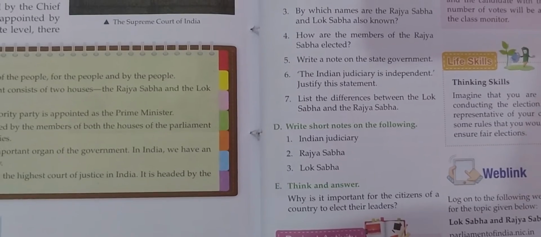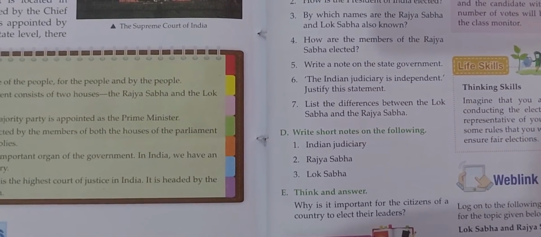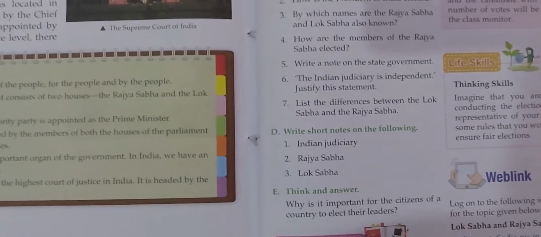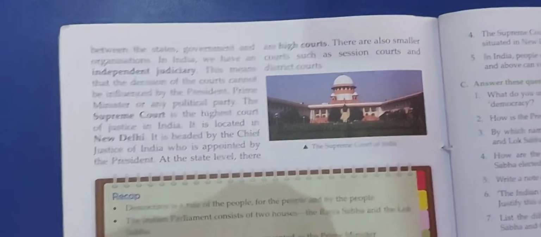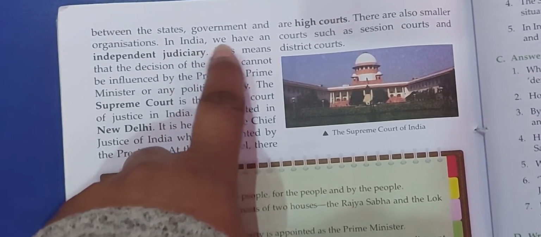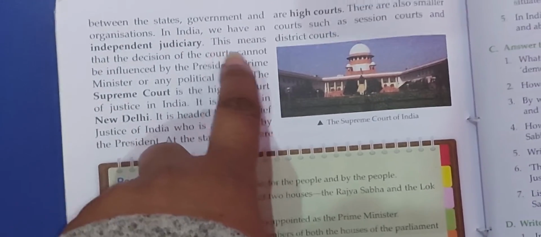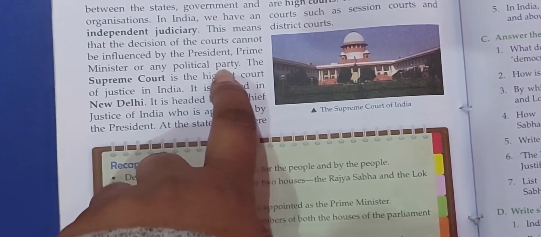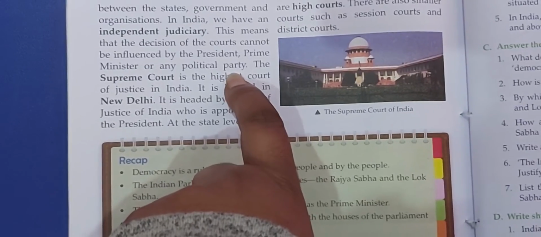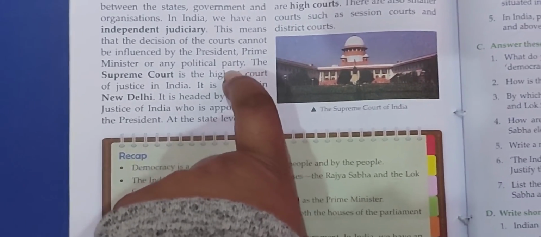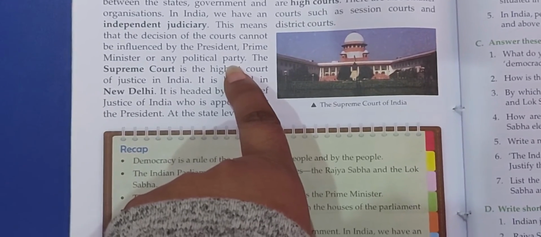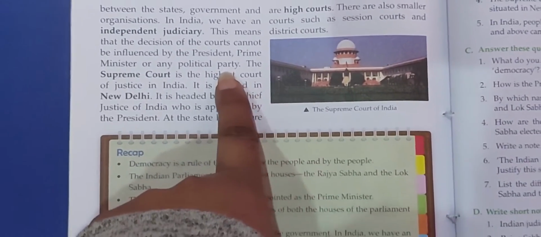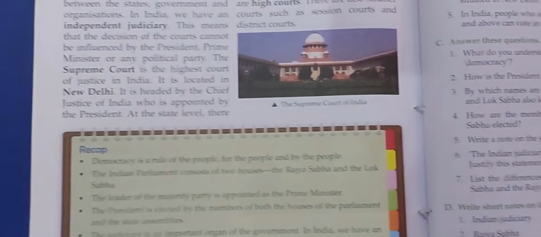Question number 6. The Indian judiciary is independent. Justify this statement. For this you can go to page number 118, right? And on 118 you can see that in India we have an independent judiciary. This means that the decisions of the courts can't be influenced by the president, prime minister or any political party. This is the meaning of the independent judiciary, that no one can interfere in the decisions of the Supreme Court or the courts.